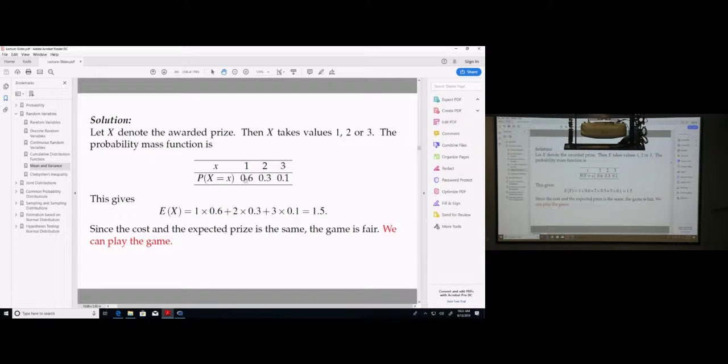I think I should just add a comment here. We can play the game. But I think if you are playing with gambling institutions like a casino, all games are unfair to you, because the payoff is actually less than what you put in.